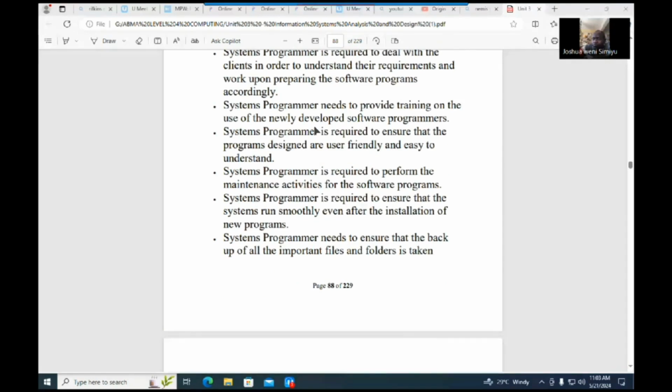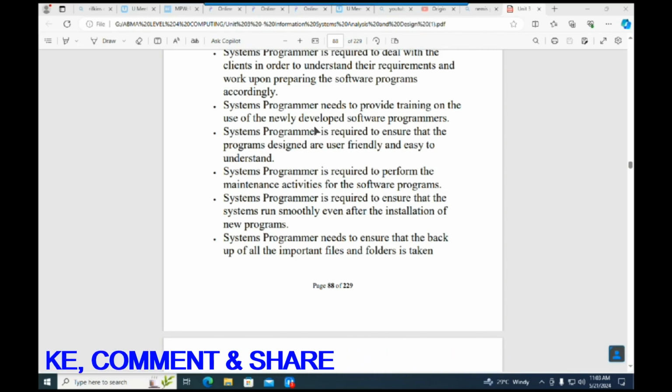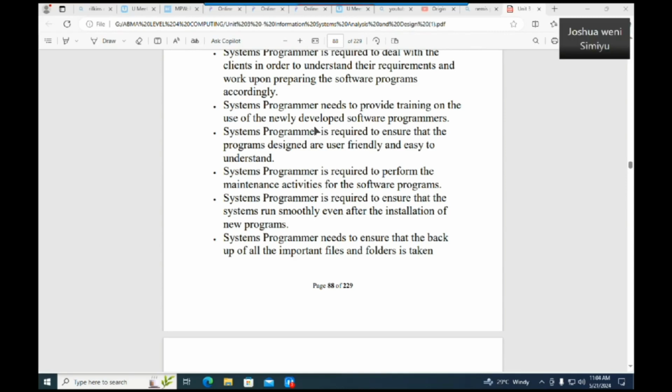Now the other role is he's going to make sure that the system being designed is, one, user friendly, and two, easy to understand. So you can easily understand and use the system. That is his role. Again, he has the role of maintenance. He's required to perform the maintenance activities on the system. The person who does maintenance on a software or on a system is actually the programmer. He's supposed to perform the maintenance on software programs.